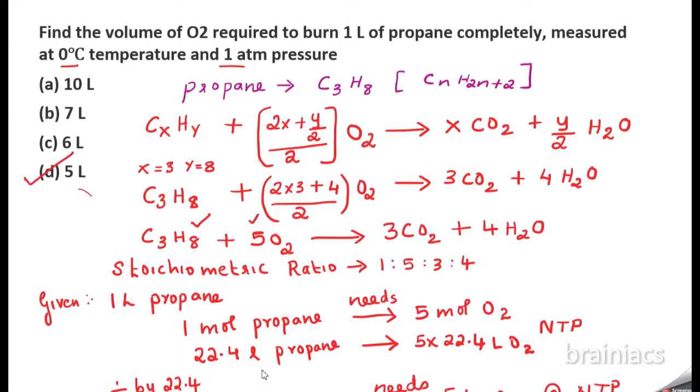Understood? So the important thing to remember here is the general equation: CxHy plus (2x + y/2)/2 O2 giving x CO2 and y/2 H2O. If you know this, this question becomes very easy for you.